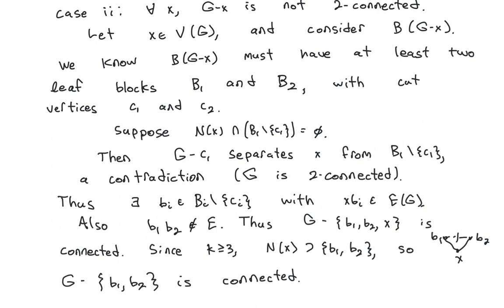The one problem we might have left is that if we delete B1 and B2, then x is separated from the rest of the graph. However, since our graph is regular and this regularity parameter is at least 3, we know that x has to be adjacent to at least a 3rd vertex. And so x must be adjacent to something else in the graph. Deleting B1 and B2 does not separate x from the graph, and therefore G minus B1, B2 is connected. So that completes the proof of this lemma.